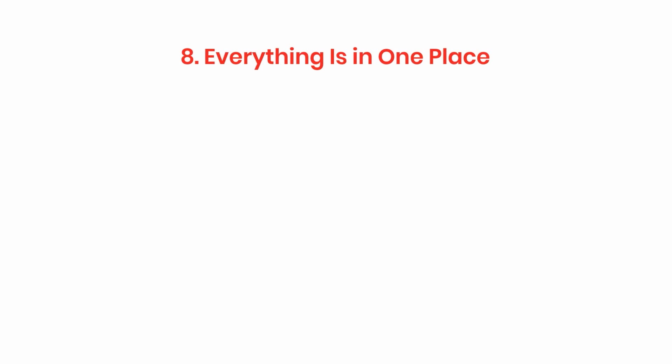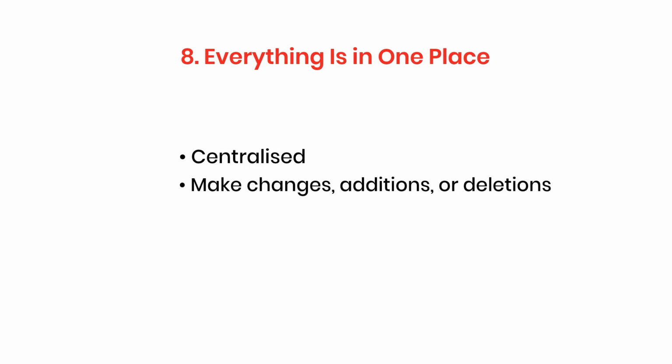And number 8, everything is in one place. Google Tag Manager acts like a toolbox where everything is centralized. With GTM, developers no longer have to search through the source code of a website or app to make changes, additions, or deletions. This eliminates the possibility of human error, such as missing code snippets or inaccurate data.